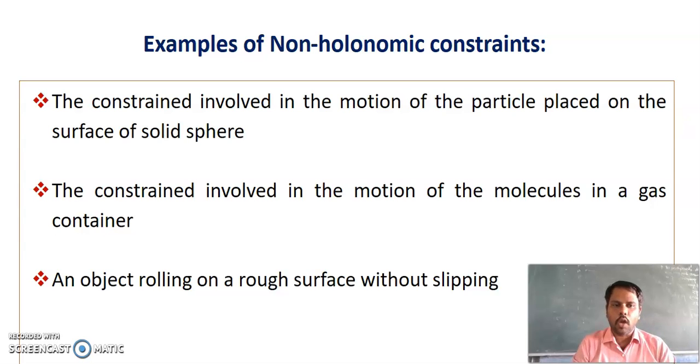Examples for non-holonomic constraint. The constraint involved in the motion of a particle placed on the surface of a solid sphere is an example of non-holonomic constraint. The constraint involved in the motion of a molecule in a gas container is an example of non-holonomic constraint. An object rolling on a surface without slipping is an example of non-holonomic constraint.